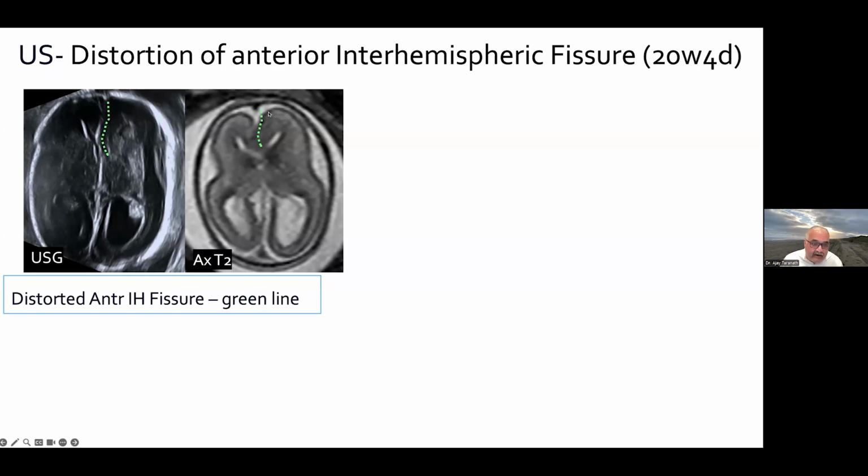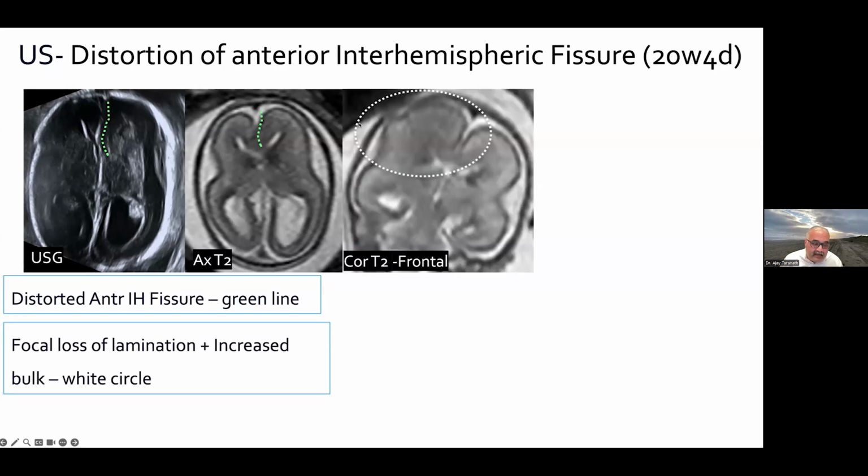But what we added was absence of normal lamination in the hemisphere on the left side, which is shown on the coronal T2 weighted image. You can see the normal lamination here, but lack of that normal lamination on the contralateral side. Increased bulk of the parenchyma is contributing to the deviation of the anterior interhemispheric fissure. But despite all of that, there is no effacement of the ventricle. In fact, the ventricle on the side that is affected is enlarged.